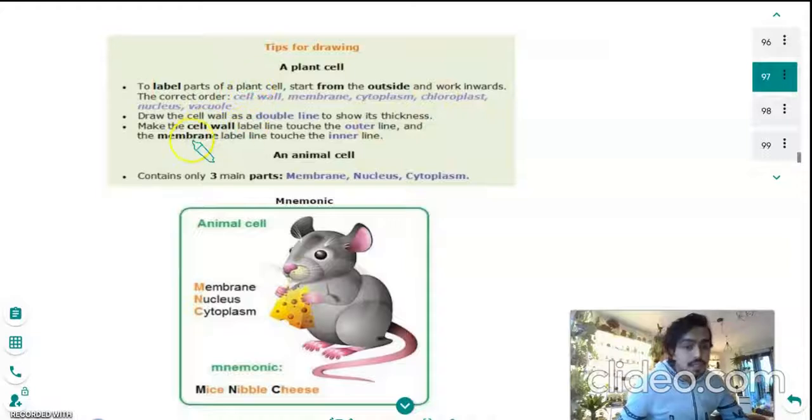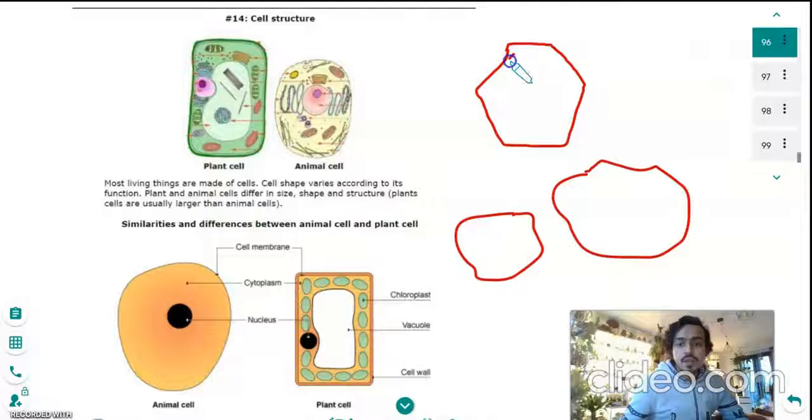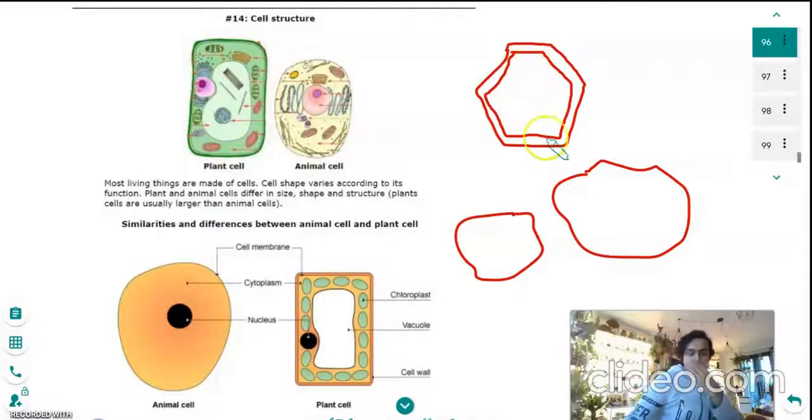And for the animal cell, you just need to remember these 3 parts, okay? So if you want to draw a cell wall, you just have to show a double line. So let me just show you here. Sorry, my drawing here, I cannot manipulate this pen very well, but this is how it should look. So we could say that this is the cell wall, and this one is the cell membrane. And here it's just the animal cell, the cell membrane, okay?